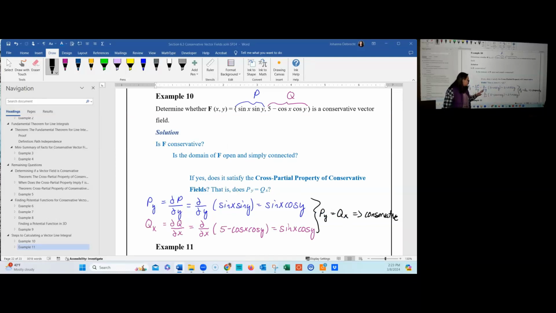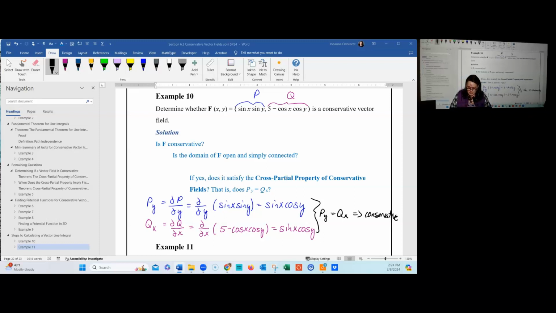In this case, we take the partial of p with respect to y and find that the partial of sine x sine y becomes sine x cosine y. And we take the partial of q with respect to x, and this gives us the partial of 5 minus cosine x cosine y, which is also sine x cosine y. Because the two cross partials are equivalent, along with the fact that it is in an open, simply connected domain, tells us that it is a conservative vector field.